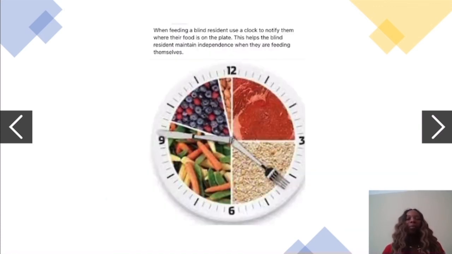When feeding a blind resident, you always want to use a clock to notify them where the food is on the plate. This helps the blind resident maintain independence when they are feeding themselves. This is a test question. So, in order to let someone that is unable to see remain independent, you want to tell them the location of their food using that clock. Chicken is at 3 o'clock.